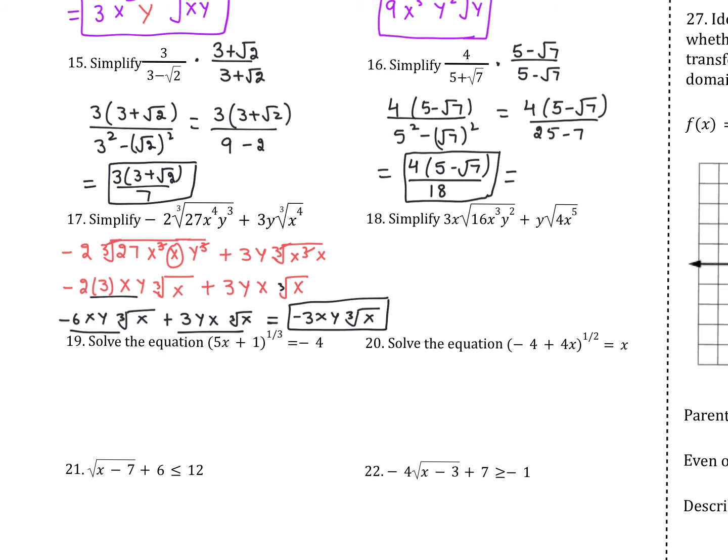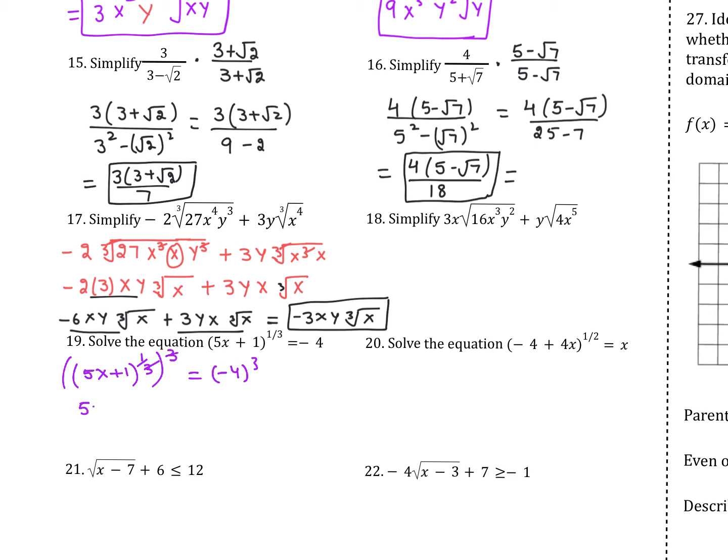For number 19, there is a cube root on the top. To get rid of this, you want the opposite operation. So you want to take the cube on both sides in order to take care of the cube root. So what you're going to do here is take care of this by taking the cube on both sides.